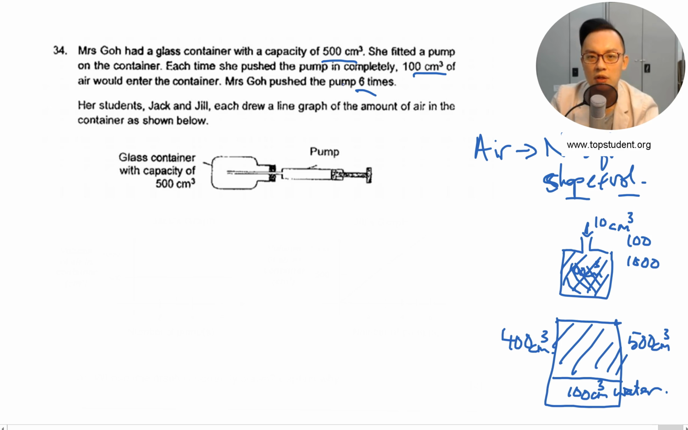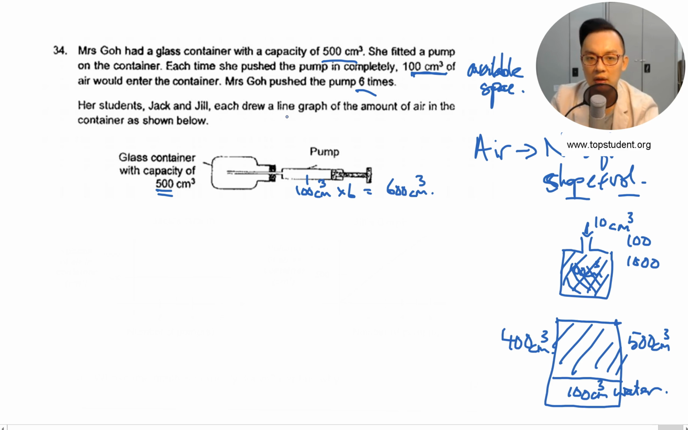Okay, so let's look at this question. 100 cubic centimeters of air in this pump, times 6, is actually 600 cubic centimeters. But I told you, no matter how much you put inside, it will only fill up the available space. So air can only fill up the available space that is not taken up by water or any solids. Mrs. Goh pushed the pump 6 times. Her students Jack and Jill drew a graph of the amount of air.